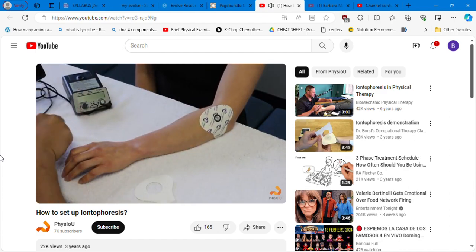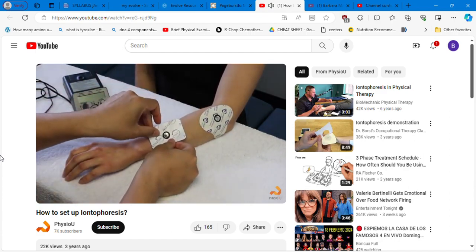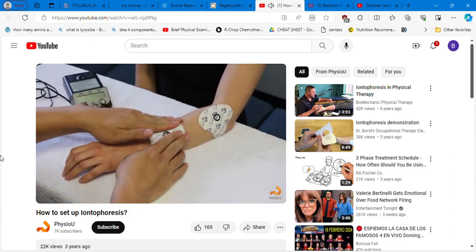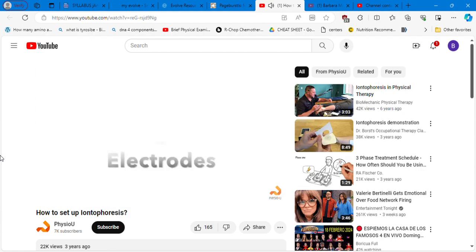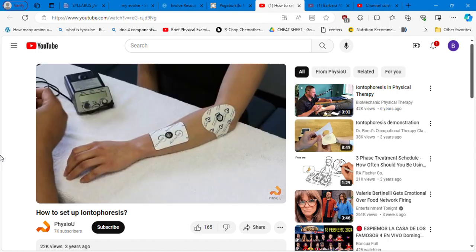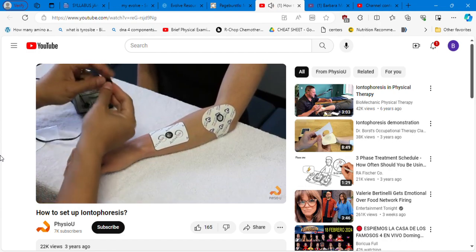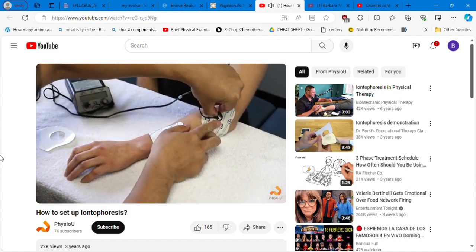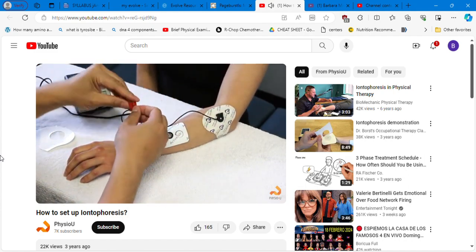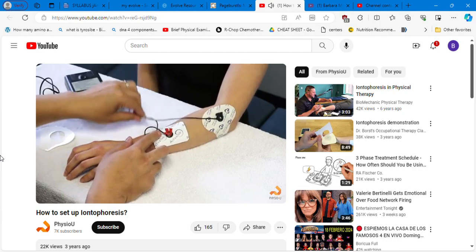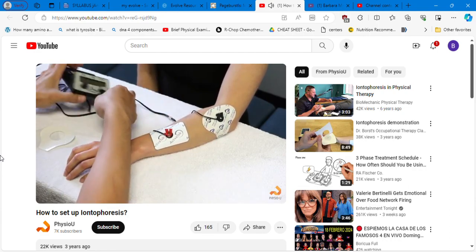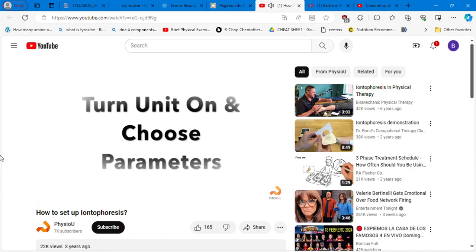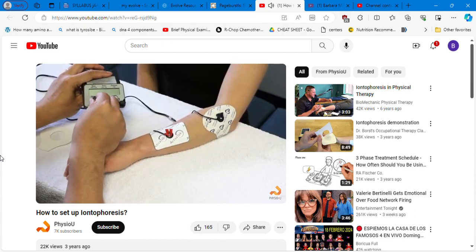Apply the other electrode and prepare to connect the leads. Attach the appropriate polarity lead to the active electrode. This is determined by the polarity of the medication. Turn the unit on and choose the appropriate parameters based on patient tolerance. The typical dosage is 40 milliamp minutes.